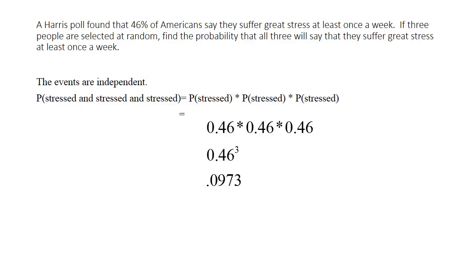and with "and," we use the multiplication rule. With this problem, we need to determine if the events are independent or dependent. In this case, they are independent. So we use the multiplication rule for independent events.